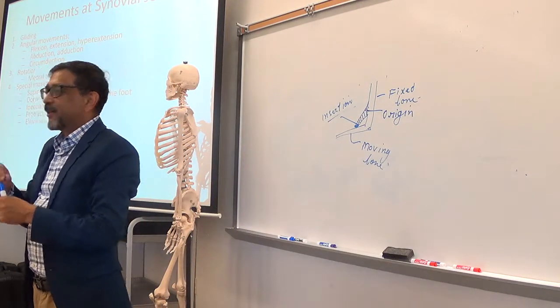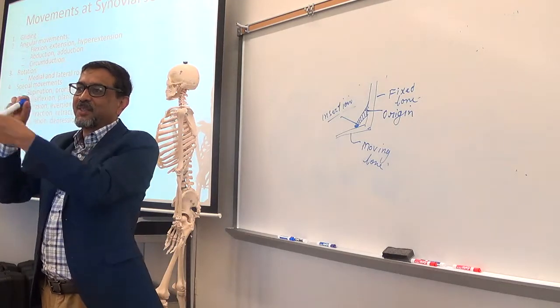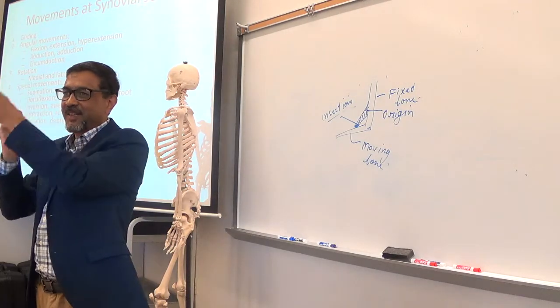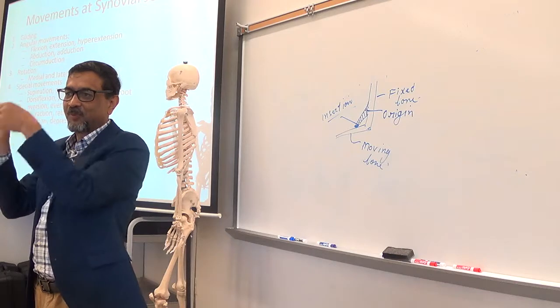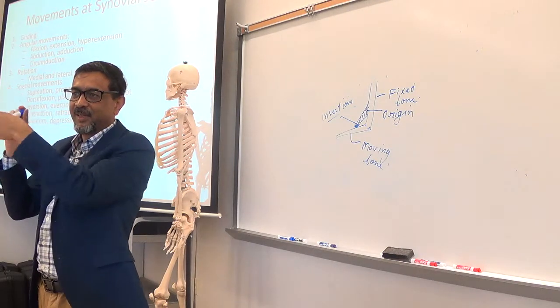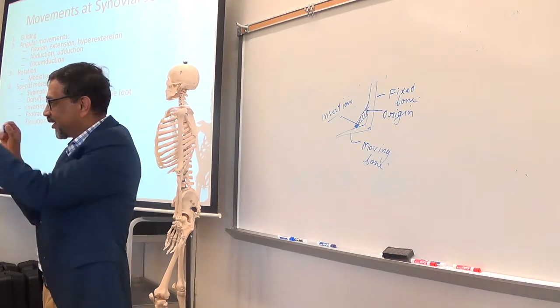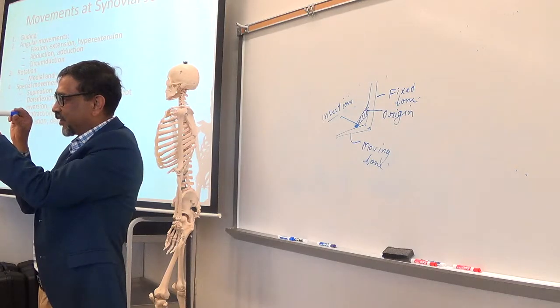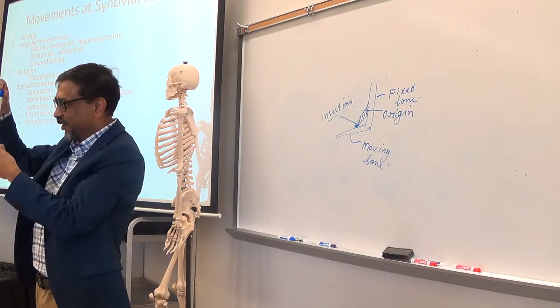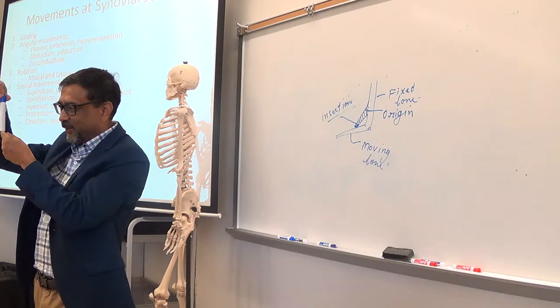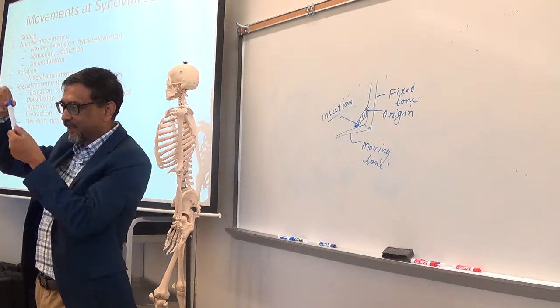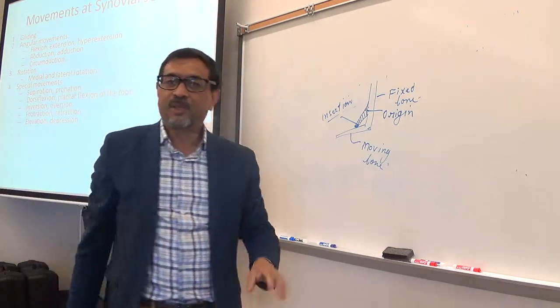Okay? Now if I move like this, is it rotation? The axis is changing. Circumduction. Make sense? So this is circumduction, circle, and this is rotation. Okay? Got it? This is what? Rotation. And this is circumduction. Okay? So they are different.